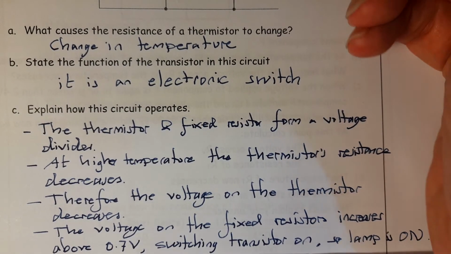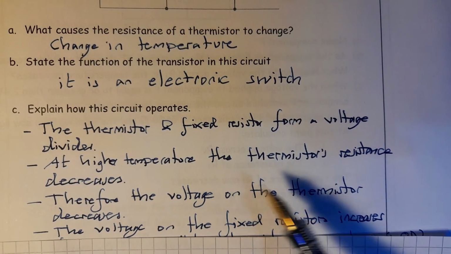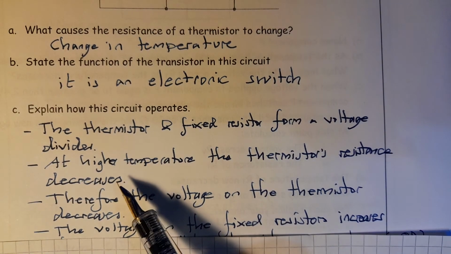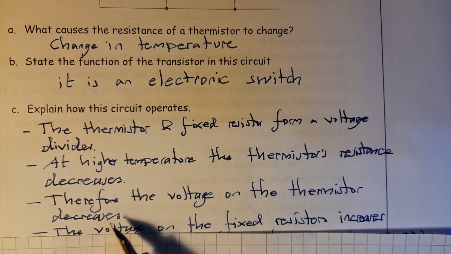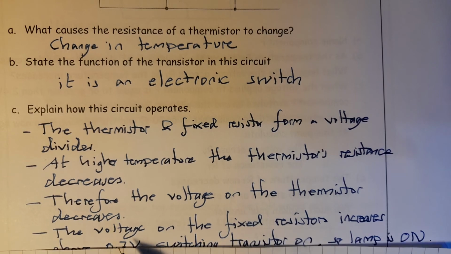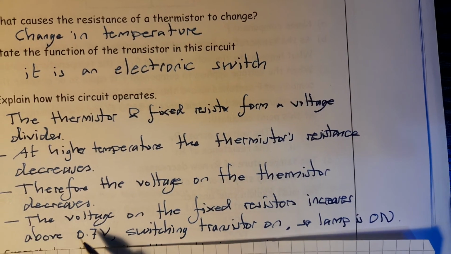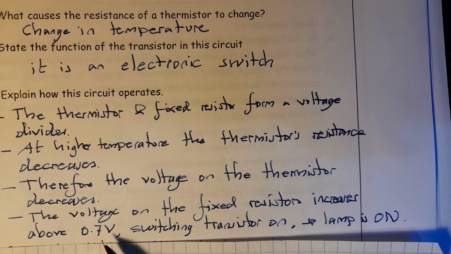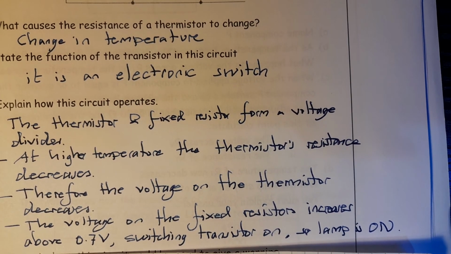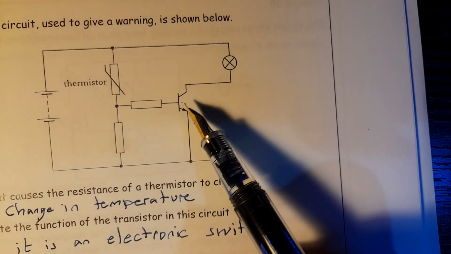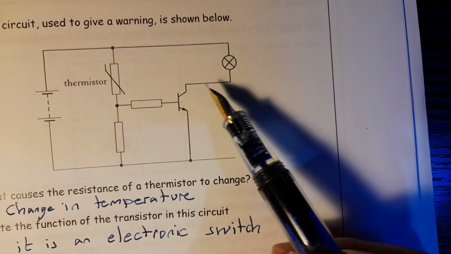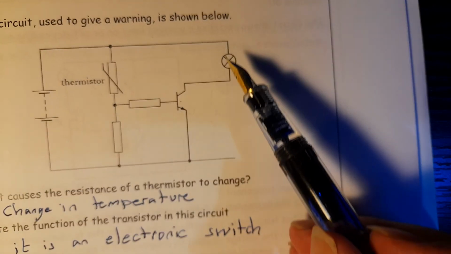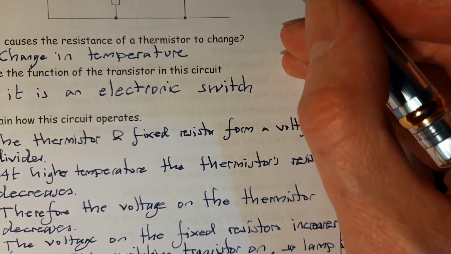So that's what I've put in my solution. At higher temperatures, the thermistor resistance decreases. The voltage on the thermistor, therefore, also decreases. Because it's in a potential divider, that means that the voltage on the fixed resistor must increase, eventually above 0.7. And when that happens, it will switch the transistor on. And that, in turn, will complete the circuit for the lamp. So the lamp will come on.